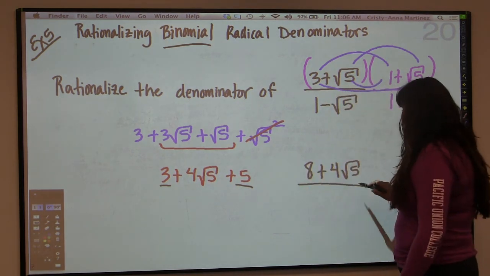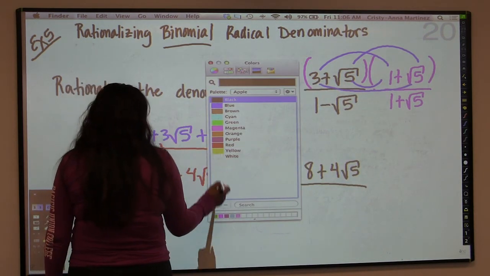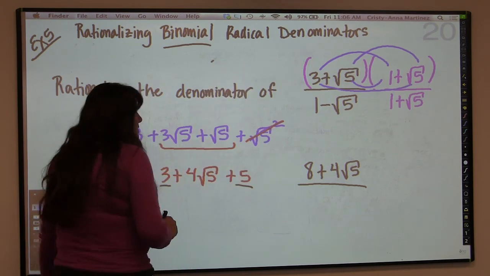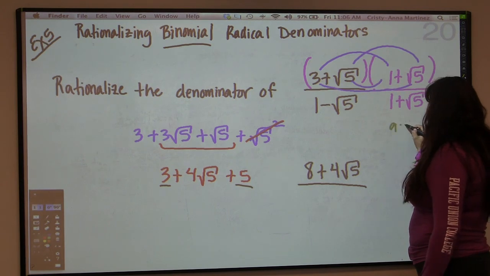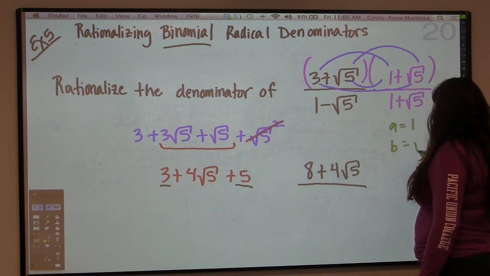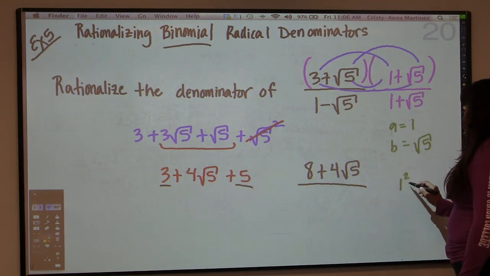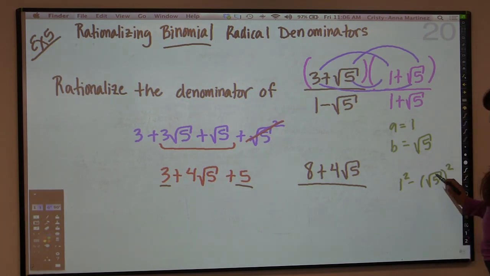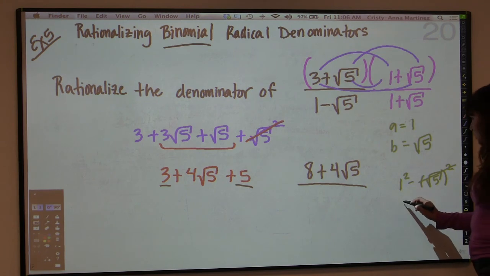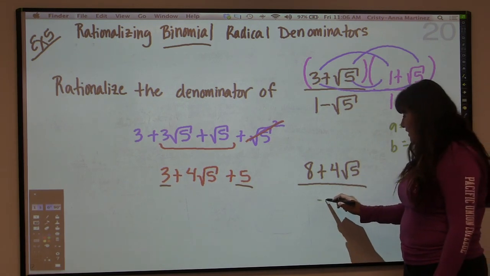And I've yet to figure out what's on the bottom. So on the bottom, that's the part that we're actually rationalizing. So on the bottom, I'm going to use the formula. I know that I have a minus b, a plus b, so my a is going to be 1, and my b is going to be root 5. So according to the formula, I get a squared minus b squared, and the root 5 and the square cancel. So 1 squared is 1, minus 5. So 1 minus 5 is negative 4. So on the bottom of my fraction, I'm going to have negative 4.